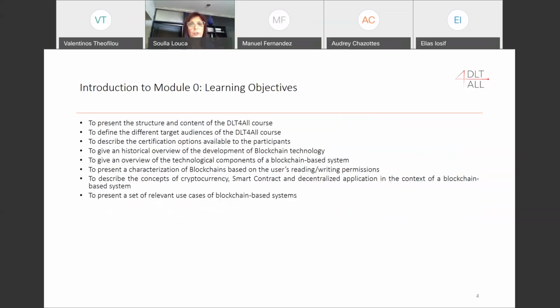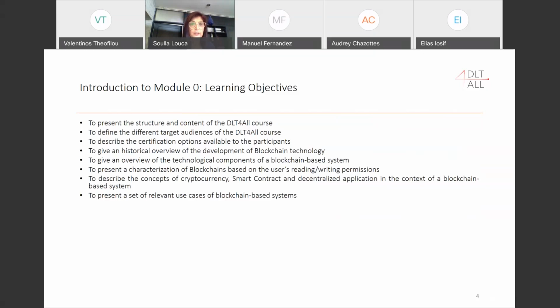So, in this module, our learning objectives will be, as we already mentioned, to present the content of DLT4ALL courses. It's just one course actually made of 9 modules, define our target audiences, describe the certification options that will be available to the participants, because at the end, once this course is completed successfully by someone, they are eligible to a certificate that will be issued on the blockchain.